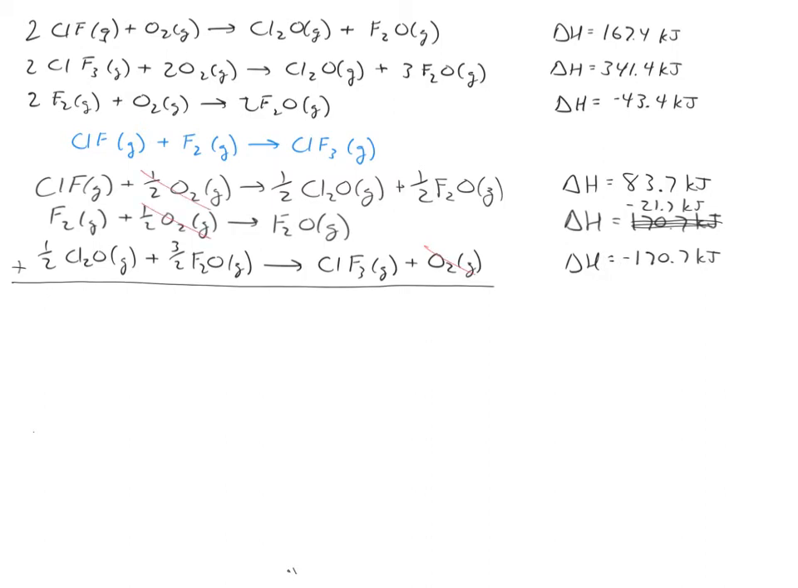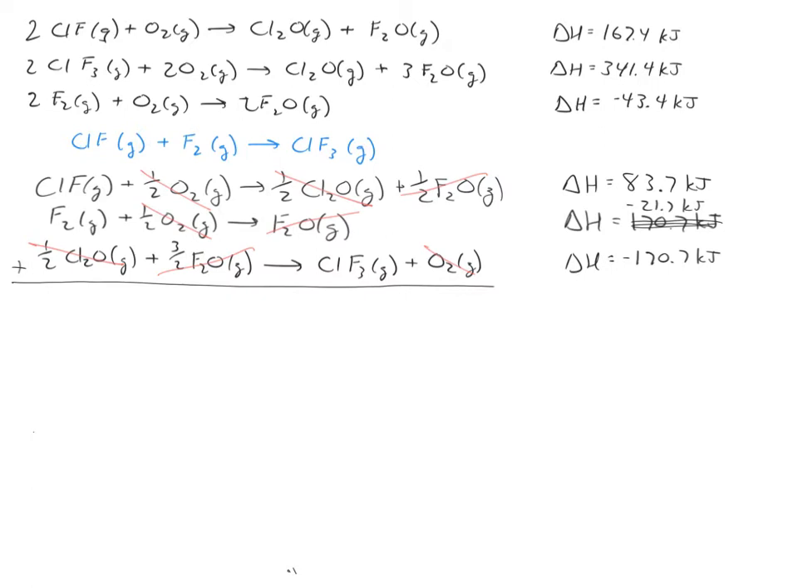What else do I have that cancels? Well, I have 3 halves F2O gas on the left. I have one here and another half there, so 3 halves F2O gas on the right. So those all cancel. Looking through, seeing if there's anything else that'll cancel. I have 1/2 Cl2O gas here, 1/2 Cl2O gas there. Those cancel. And now continue to look through. I don't see that I have anything else that I need to worry about.